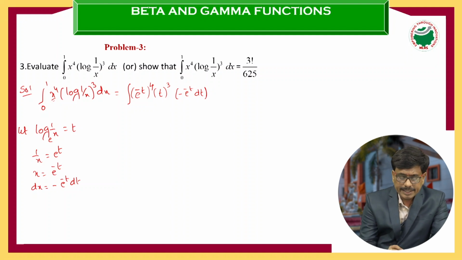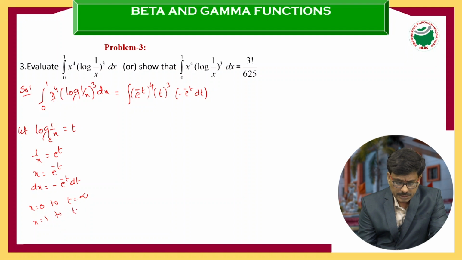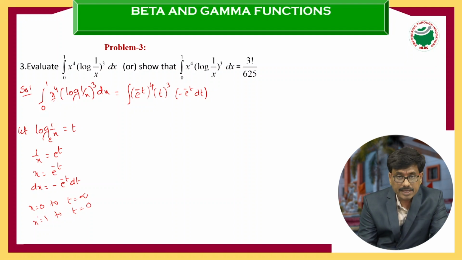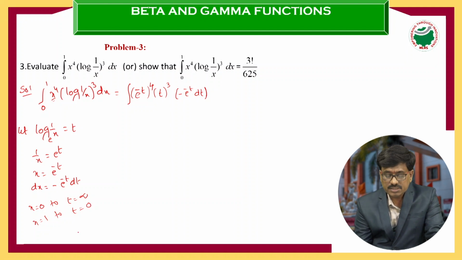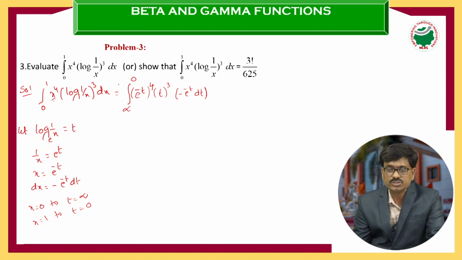Let me talk about the limits. For this function, x is 0. Now we transform these x limits into t limits. What happens if I substitute x equal to 0 here? This is an undetermined value, and t becomes infinity. Similarly, if I substitute x equal to 1, then t tends to 0. You must understand that for x equal to 0, the t limit becomes infinity, and for x equal to 1, the t limit becomes 0. Now the lower limit is infinity and the upper limit becomes 0.